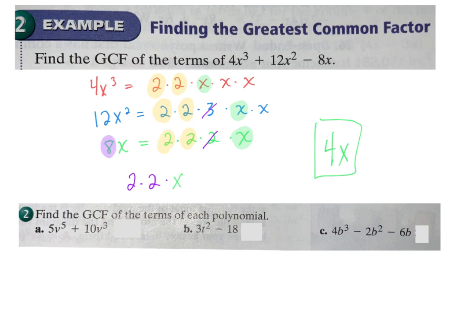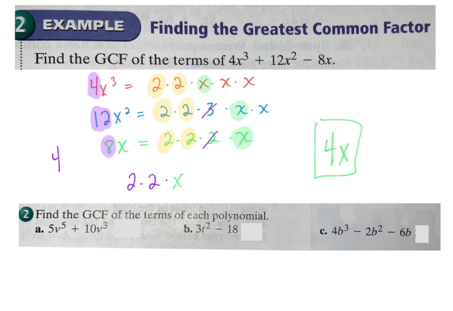And you are saying the greatest common factor between 4, 8, and 12, all right? What is the biggest number that goes in all of those? Well, it's 4. 4 goes into 4, 4 goes into 12, and 4 goes into 8. And so that's how I get my 4.